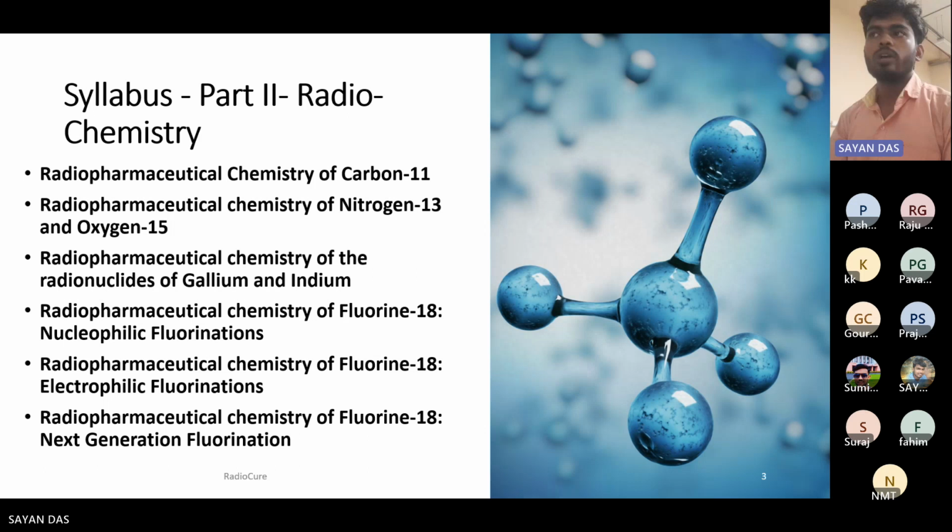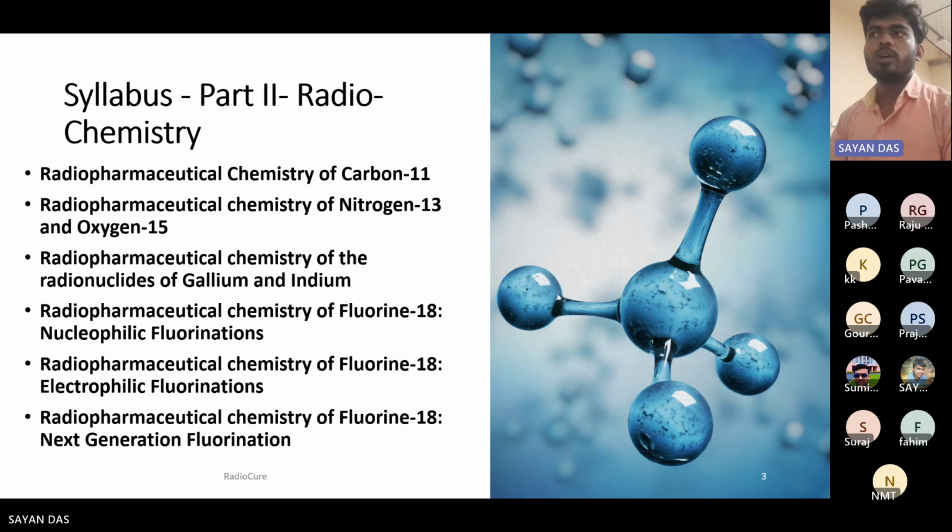In the syllabus of part 2 of RadioCure, we will describe mainly radiochemistry, and this is a huge part. In the first class, we will describe carbon radiochemistry, carbon-11, which is a radioactive radionuclide of carbon. Then in the next class, we will describe nitrogen-13 and oxygen-15, and what the clinical applications are, how the radiochemistry comes. All those things will be described in those classes. Then we will go to the gallium and indium part. We all know gallium-68 is very important, maybe a workhorse in PSMA. So we will describe that. Those who do not know about PSMA and endocrine tumors, we will describe them later on.